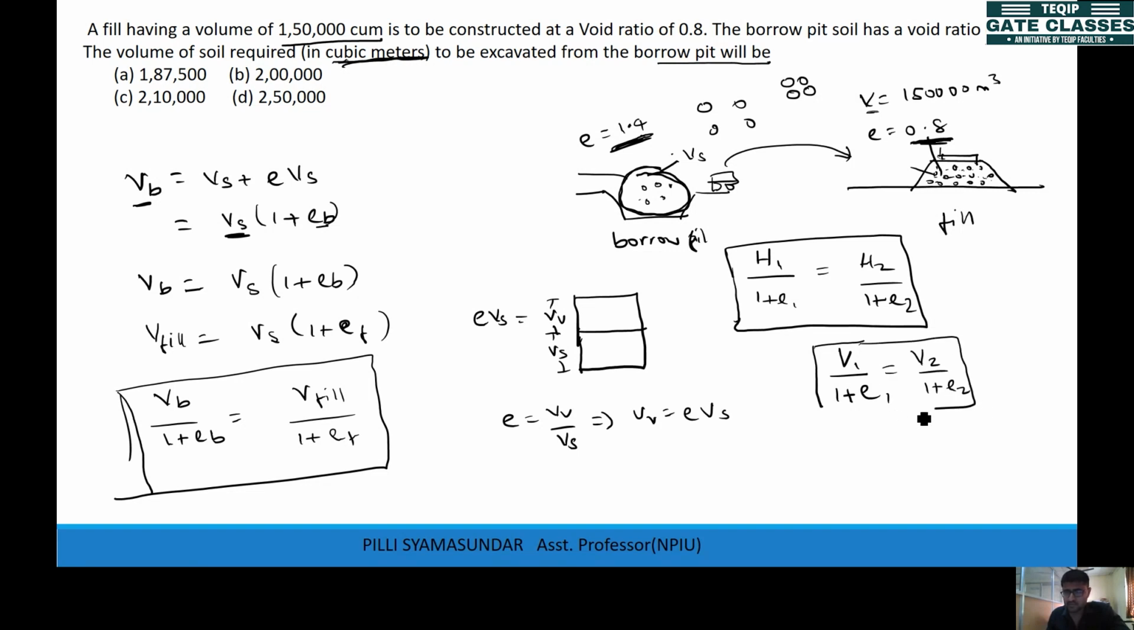Okay. So now what he's asking is how much volume of soil, in cubic meters, is to be excavated from the borrow pit. So he's asking for this volume. We can find it out, right? So you have all the parameters. eb, the void ratio in the borrow pit, is given, which is 1.4, and the fill void ratio is given, which is 0.8, and the fill volume is given, which is 1,50,000 meter cube. So you can find out Vb.